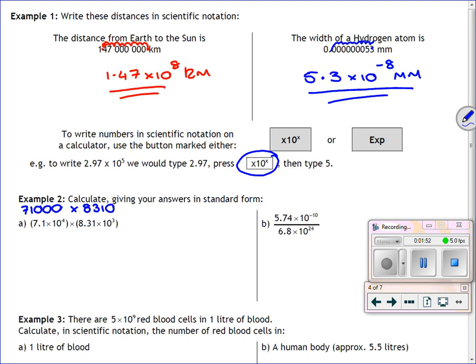So 7.1 times 10 to the power 4, let's type that into the calculator. So 7.1, press your times 10 to the power x button, and then press the number 4, multiplied by 8.31, press your times 10 to the power x button, and then press 3. Then press equals.